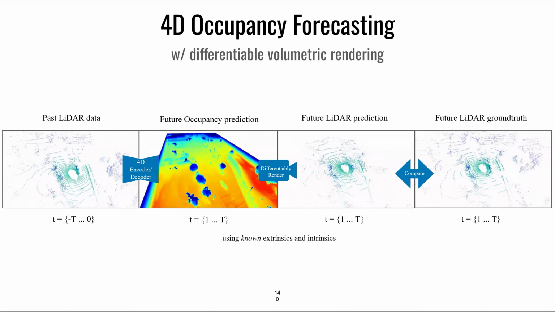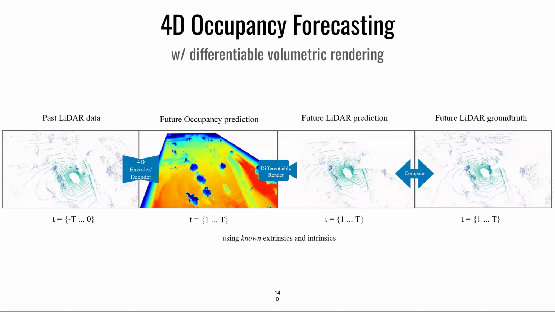So this brings us to a problem setup where we learn a more useful and generic quantity from exactly the same training data as point cloud forecasting, but without any annotations. And we call this task 4D occupancy forecasting.